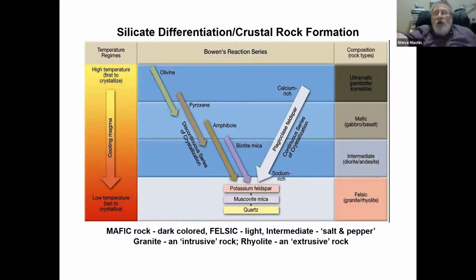And then you've got all of these intermediates. And if you look at mafic on the right, you'll see gabbro. And gabbro and basalt are the same kind of thing. Gabbro's the intrusive version of the rock, and basalt is the extrusive version of the rock. So all of this is pretty simple and makes a lot of sense along the way.